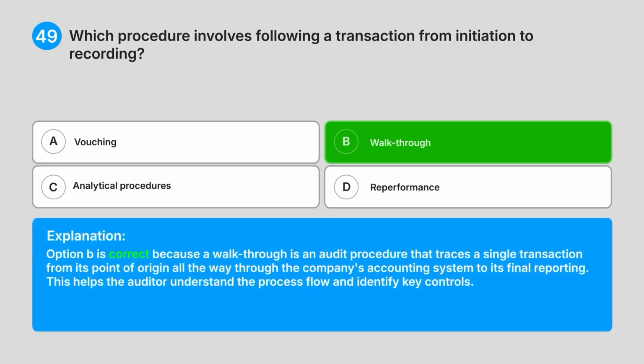Explanation. Option B is correct because a walkthrough is an audit procedure that traces a single transaction from its point of origin all the way through the company's accounting system to its final reporting. This helps the auditor understand the process flow and identify key controls.